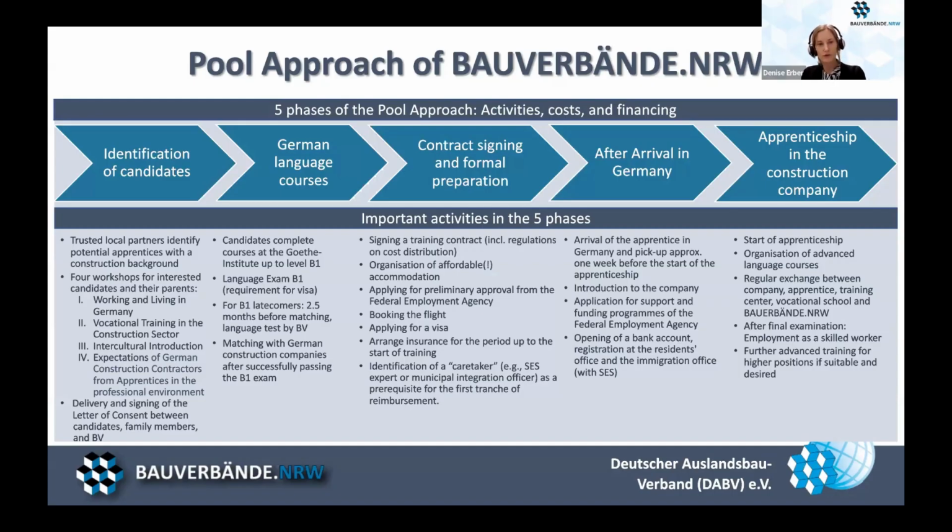So the pool approach consists of 5 phases that you can see here. So we have first the identification of candidates, then the German language classes, the contract signing and formal preparation, then what happens after arrival in Germany, and then the apprenticeship in the construction company. And on the next slide, we will go into more detail now. Next slide, please.